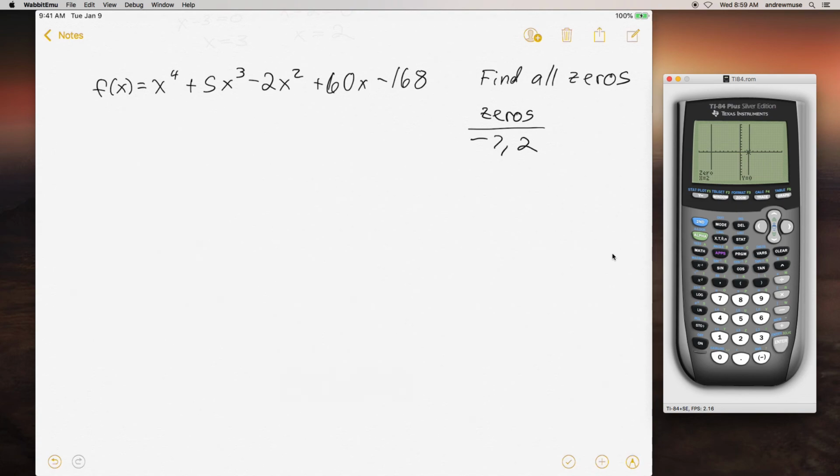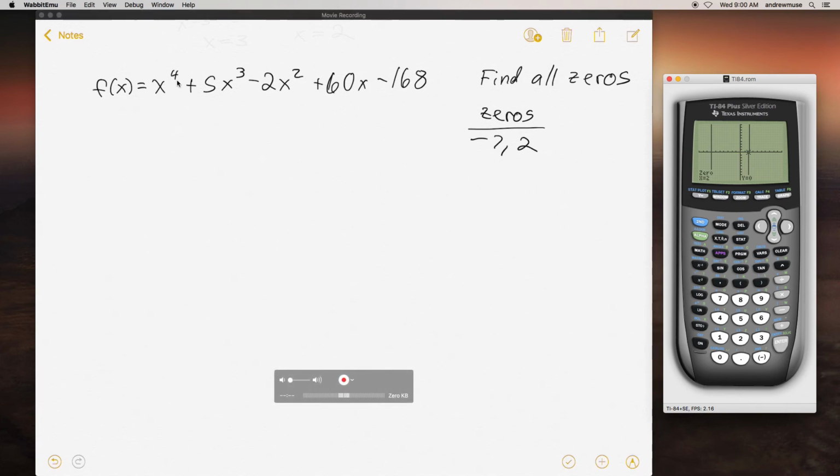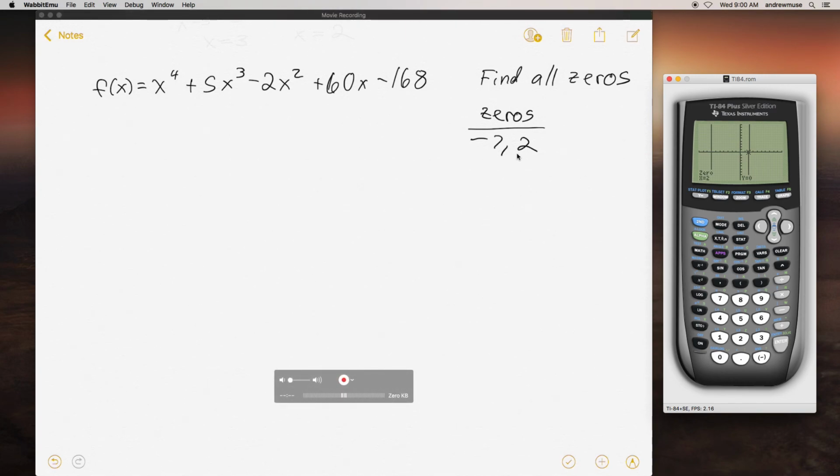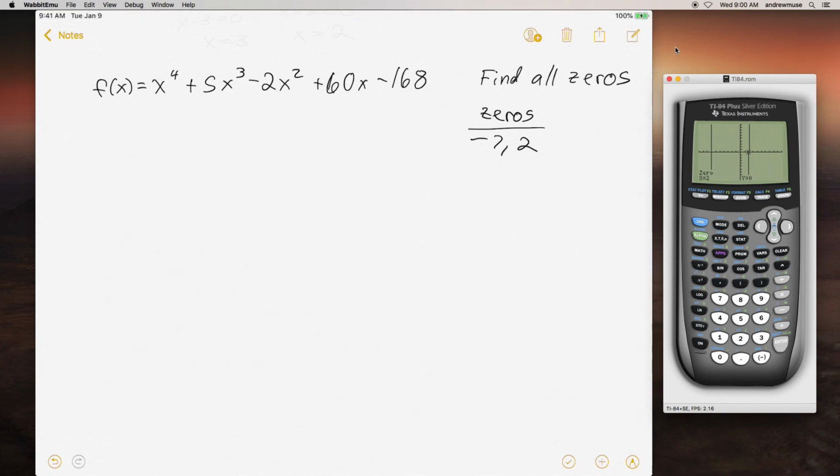But see how this is a 4th degree? We learned last time we have as many zeros as we do degrees. So I need to find 4 zeros. I found 2. I'm halfway done. But I can use these guys to simplify this down to a quadratic. I can do that with synthetic division. So let's do that. I'm going to use the -7 first.